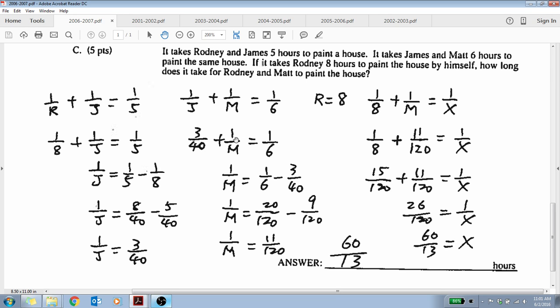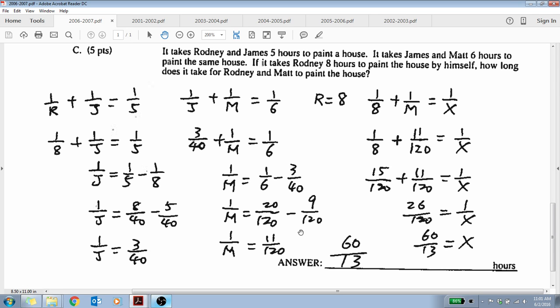I could solve for M, but it's easier just to leave it as 1 over M, because in this third equation I need 1 over M as well. So when I solve this equation, I subtract 3/40 from both sides. I get 1 over M equals 1/6 minus 3/40, which would give you 11 over 120.